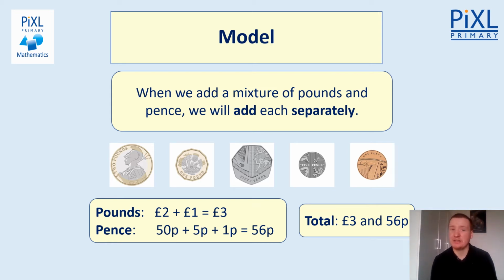But have we finished? Absolutely not. We need to put them together. £3 and 56p together is £3.56. So well done if you've got the answer £3.56. Give yourself a pat on the back and let's move on.